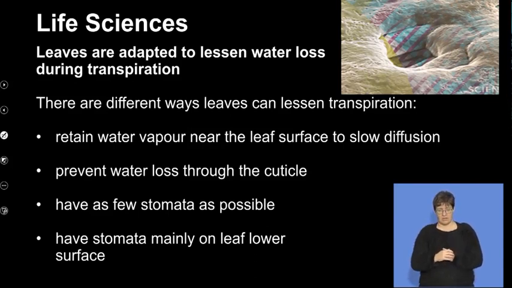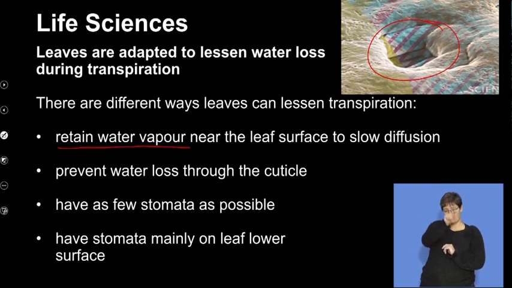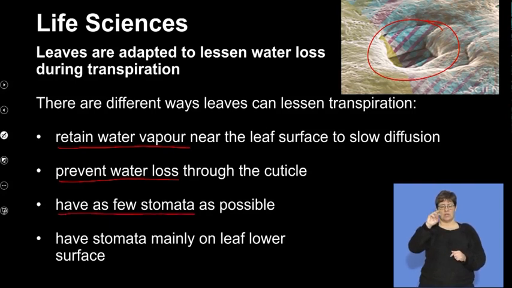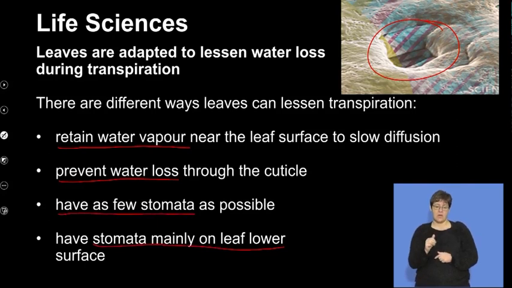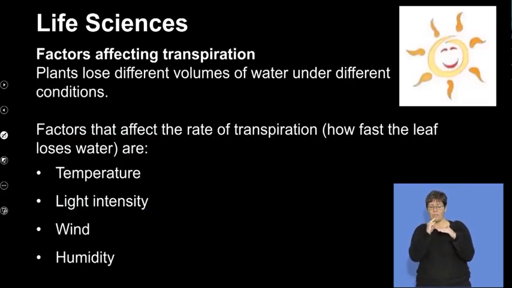Then, when we did this section, we also looked at how plants can be adapted so that they don't lose so much water through transpiration. And there are different ways that they can do this. They retain water vapor, and an example there is sunken stomata. They also have hairs. They also prevent water loss by having a thick cuticle. They have as few stomata as possible by the leaves being small, or they have their stomata mainly on the lower leaf surface where it doesn't get quite so hot.